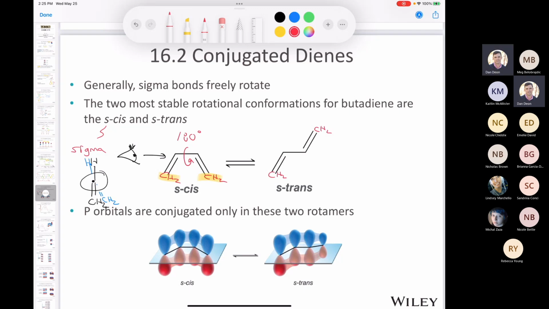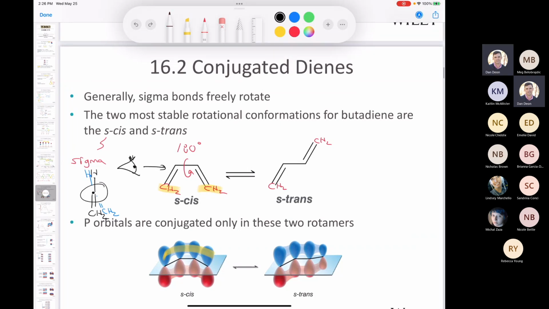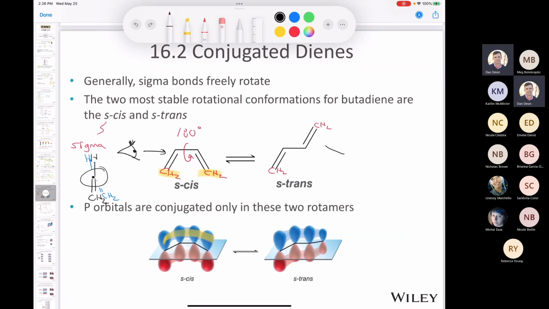Okay? And so if you look at the p orbitals and how they overlap in both of these rotamers, which are just conformers that vary by rotation of a bond, you see that either way, in both systems, all the p orbitals overlap. They all perfectly overlap. However, if you look down this carbon-carbon bond, so we draw an eyeball again, what do you see then?